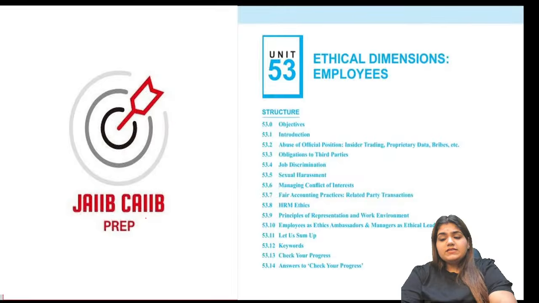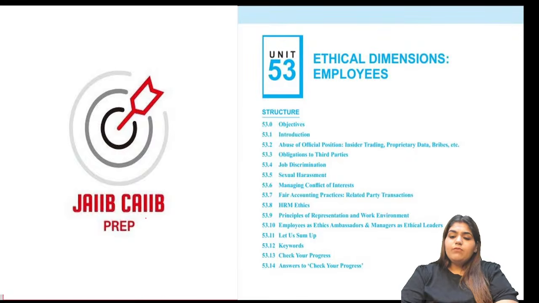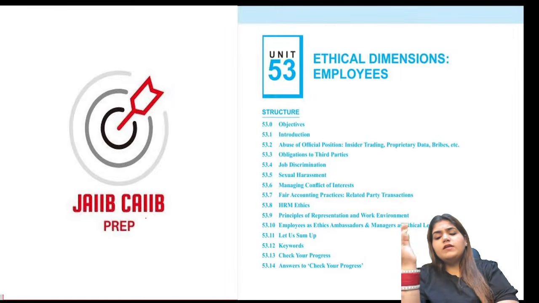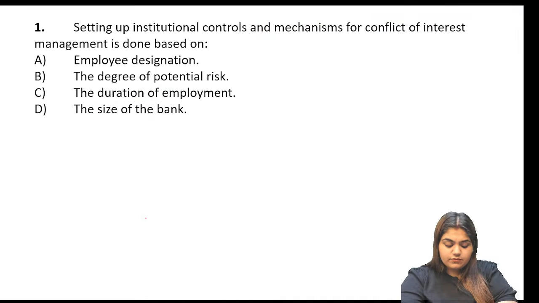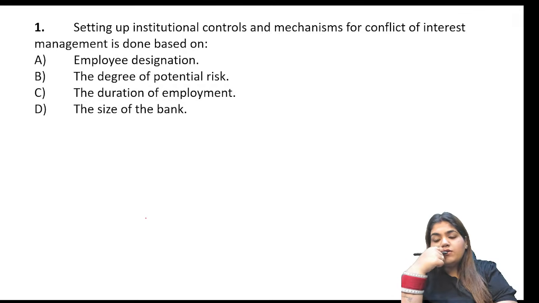ठीक है. Next, we have ethical dimensions regarding employees. We do not do harassment. We do not do discrimination on the basis of caste, grade, sex, race. We do not give third-party favors. We do not do anything which can conflict our interest with the business interest. Next, setting up institutional control mechanisms for conflict of interest management is based on what? It is based on the degree of potential risk.